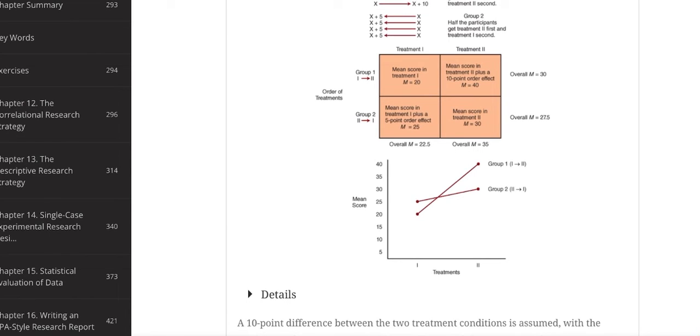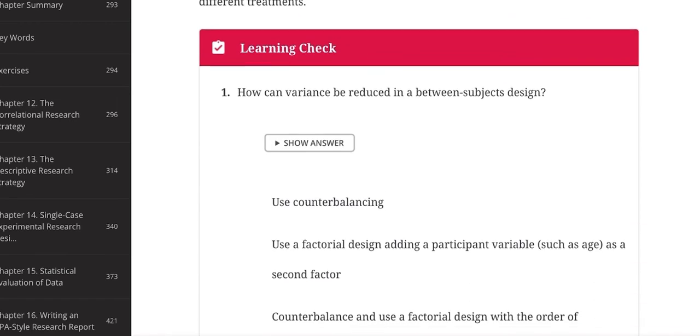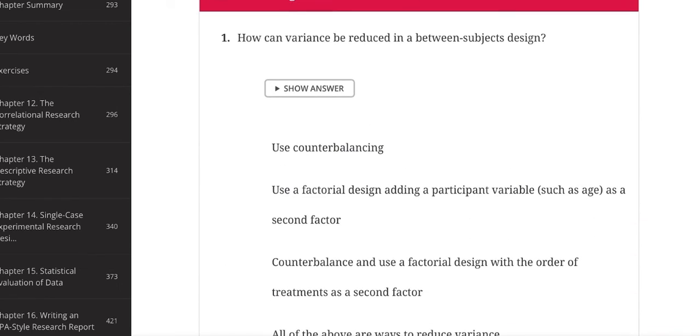And so that is what helps you determine that there is an interaction occurring without the line graph. Of course, the line graph is visually easier to see, but just so you remember, you can still see it that way too. Okay, so let's go to our learning check and look at number 1.